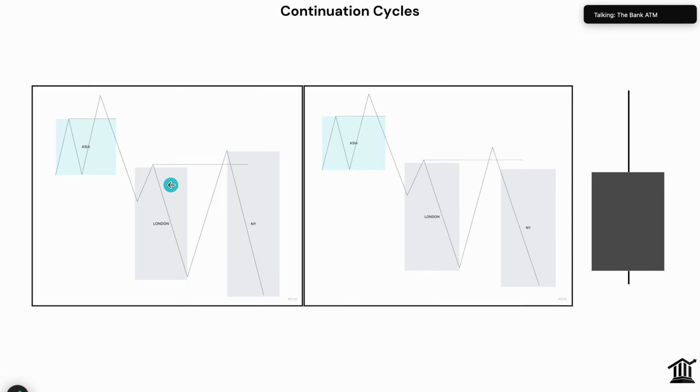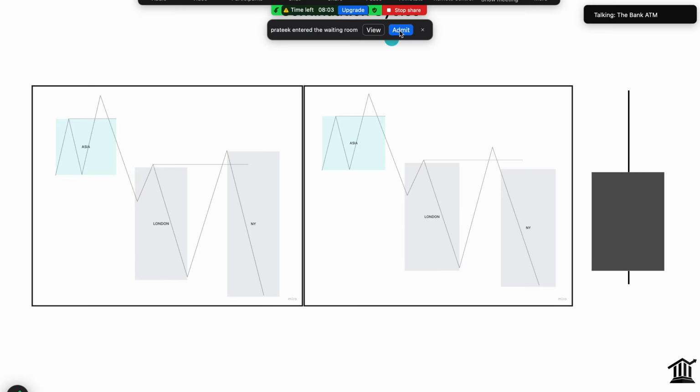So sometimes, okay, with the continuation cycles, it's going to be a little bit more messy. So these ones assume that Asia had created the high of the day, London pushes higher. So let's say, for example, on those days where Asia has either ran or Asia has created the high of the day, sometimes London will be a good move lower. Like let's say it was an Asia high of day and you played London, which is fine.